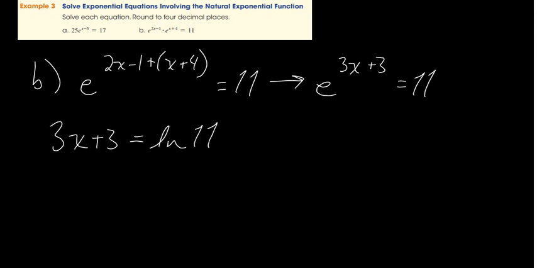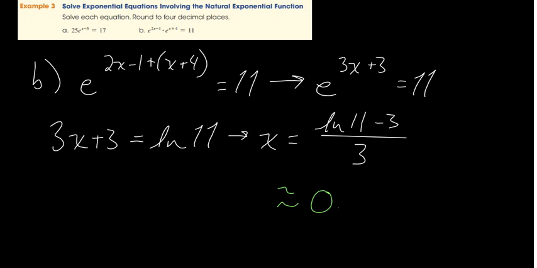And then we're just going to solve for x. So it looks like we're going to subtract 3 from both sides and also divide by 3. So we're going to end up with x is equal to the natural log of 11 minus 3 all over 3. And that's going to be approximately the natural log of 11 minus 3 divided by 3. So it'll be approximately 0.2007.